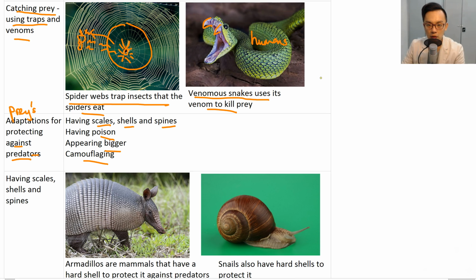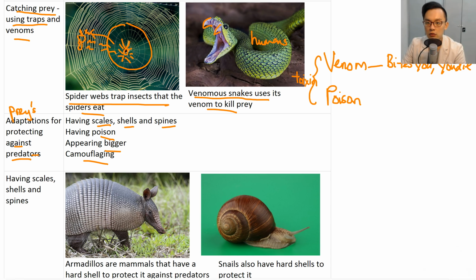I'll take a quick detour to talk about the difference between venom and poison. Venom and poison both describe the same thing, which is some kind of toxin that is bad for an organism. But with venom, if it bites you, then you die. You have venomous snakes like cobras or black mambas, where if it bites you, you die.